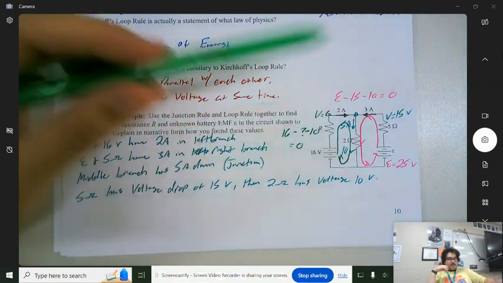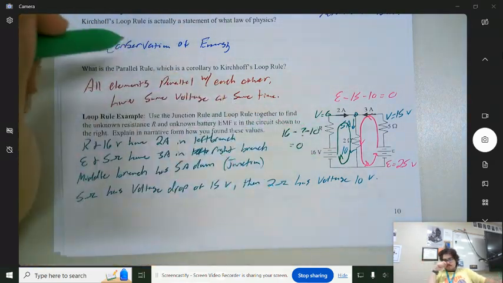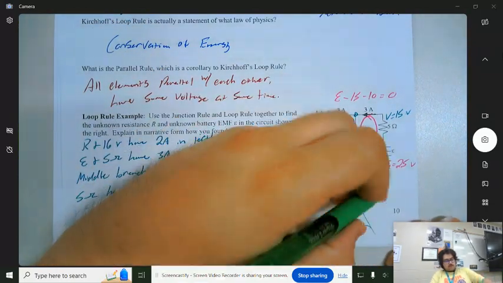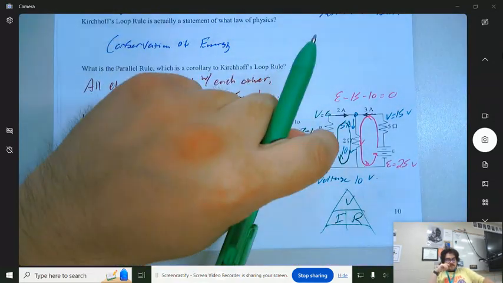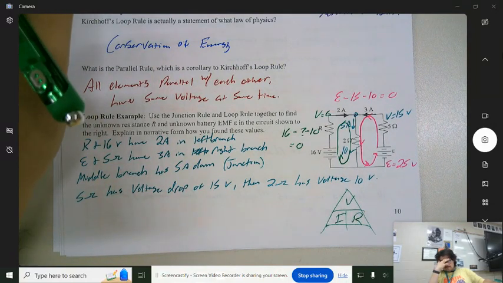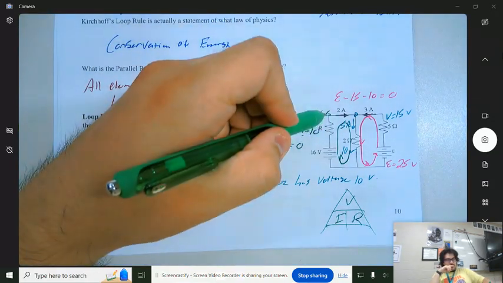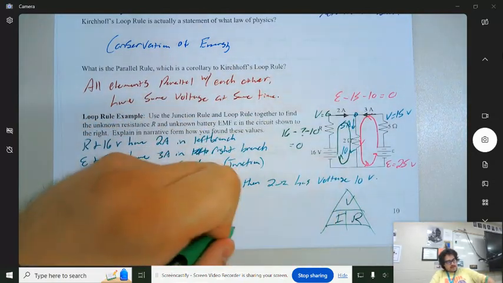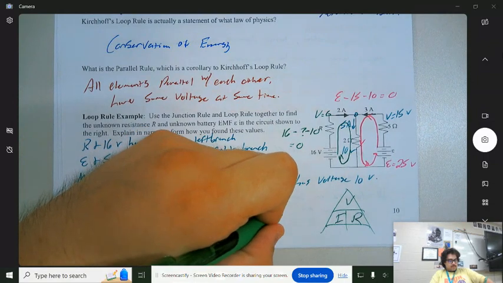So we have almost accomplished the goal of the problem, but not quite yet, because we need to actually solve for R. I've taught this triangle for Ohm's law, right? V equals IR. And if we're trying to find the resistance of this one, we do V over I. And so V is 6, I, the current, is 2, so we should end up getting that capital R is equal to 3 ohms.